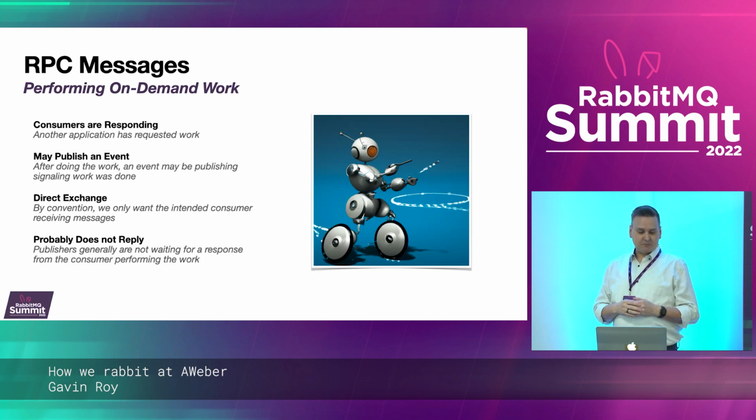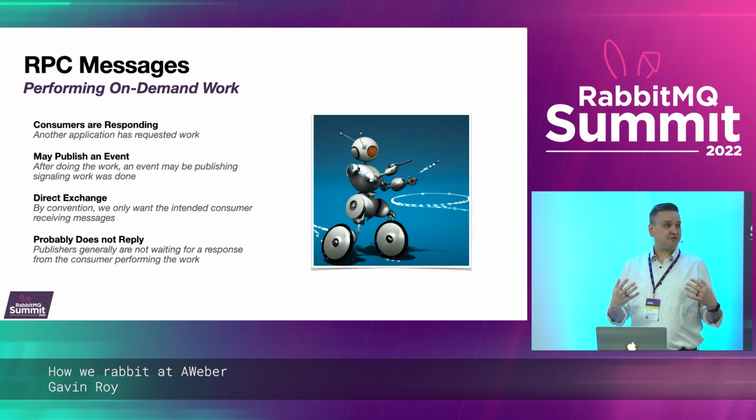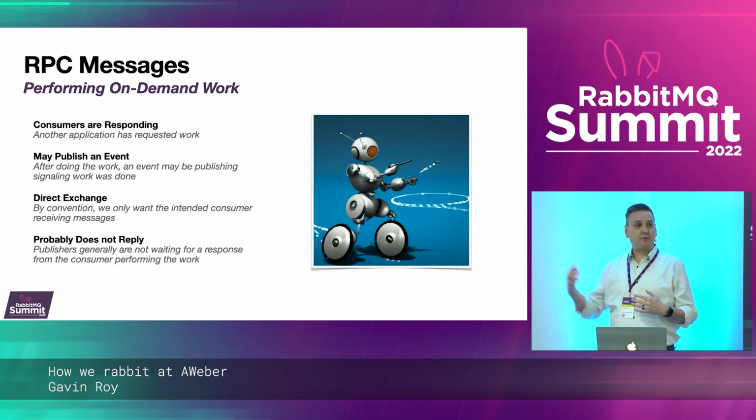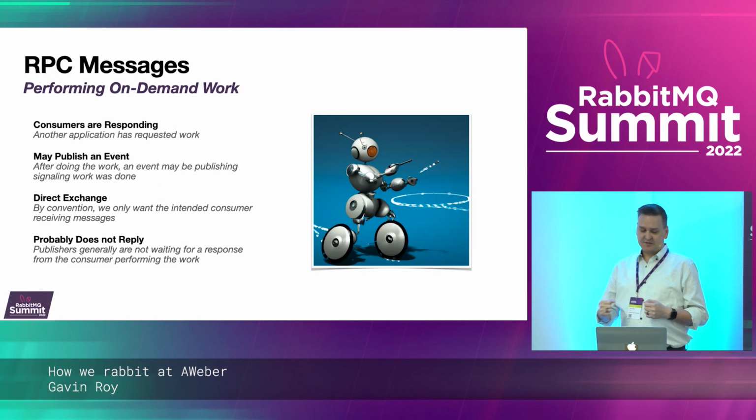So our RPC messages are our consumer applications responding when another application asks for work. A good example of this is when our workflow engine says, send an email to this subscriber for this customer. We have an email consumer called Composer that pulls all the data together, builds the email, and publishes it to the SMTP server. They may publish an event. So in that case, our Composer consumer then publishes an event that says, I sent an email.